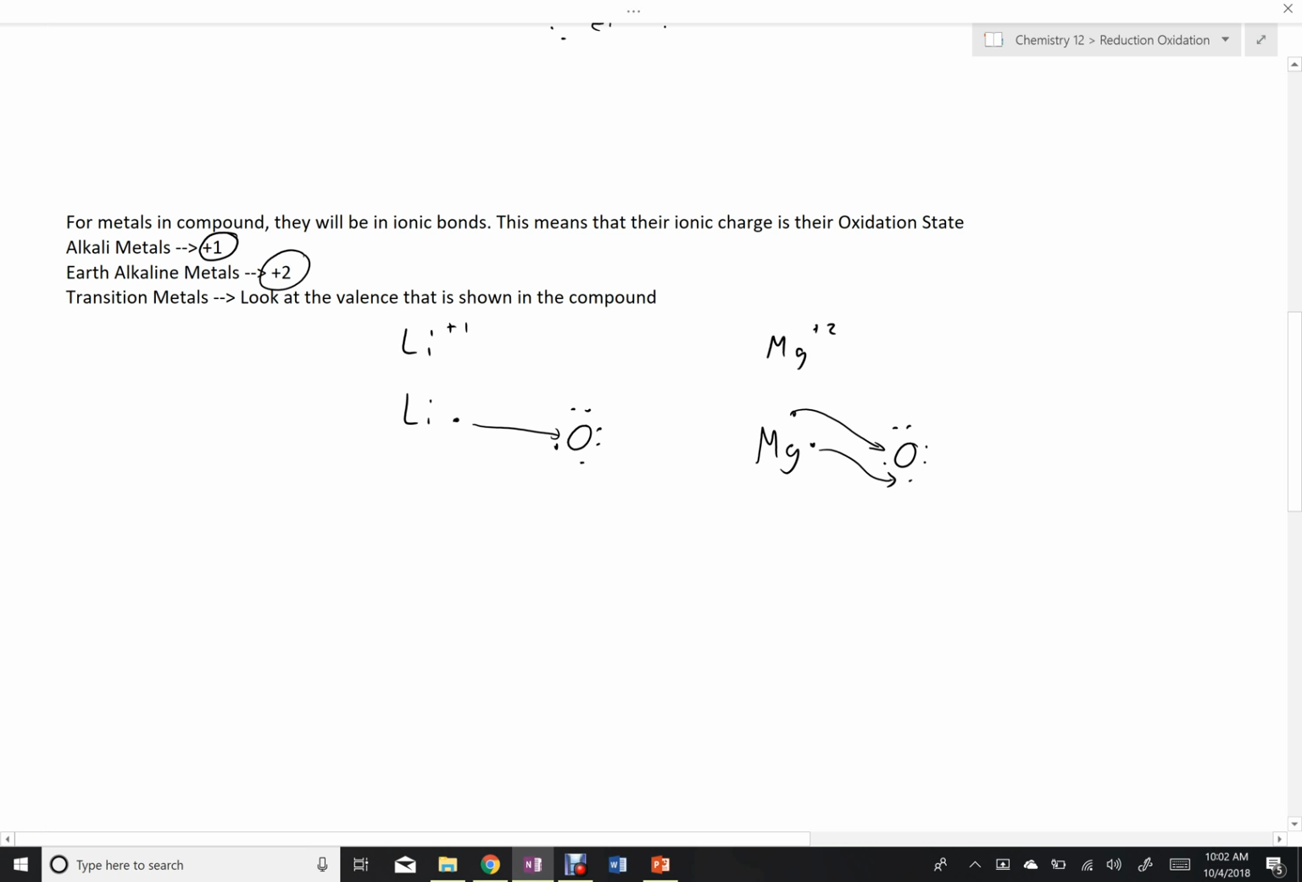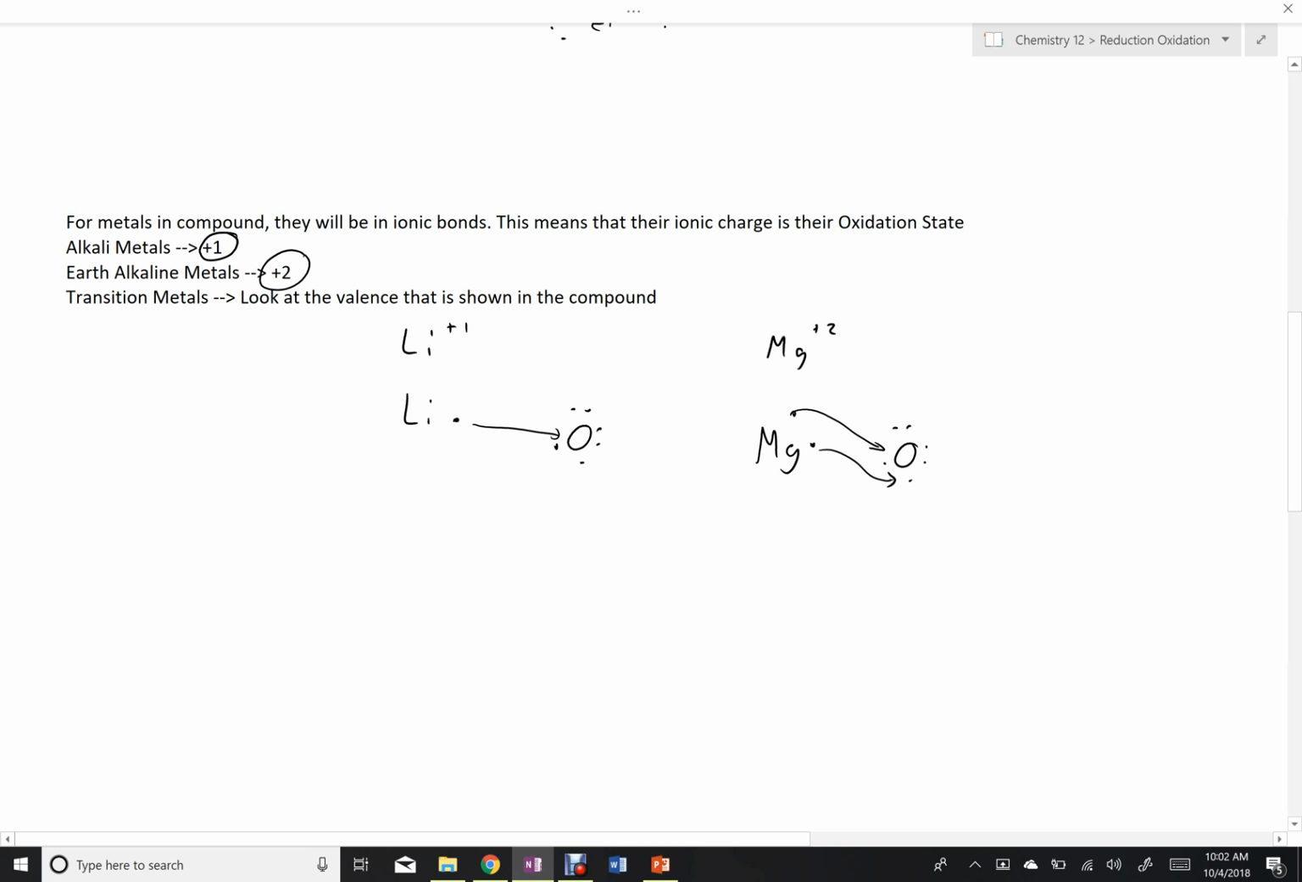For the transition metals, we know that they can act by giving away different numbers of electrons in different situations. So we have to look at the valence and look at the compound to determine what the charge on that metal is in that compound.